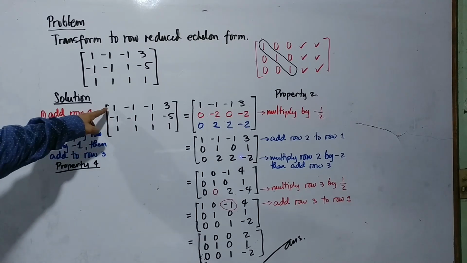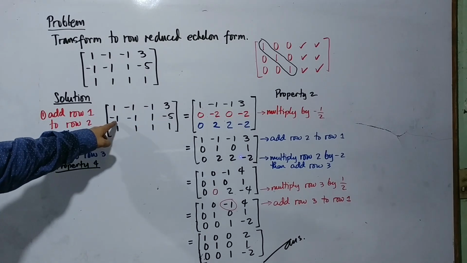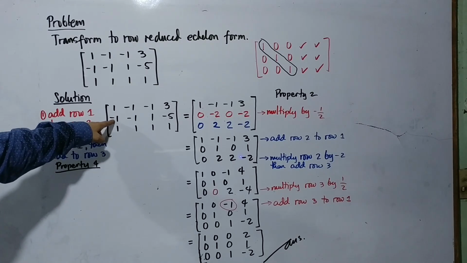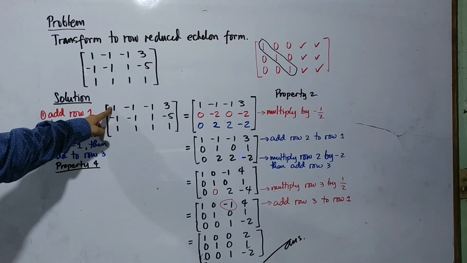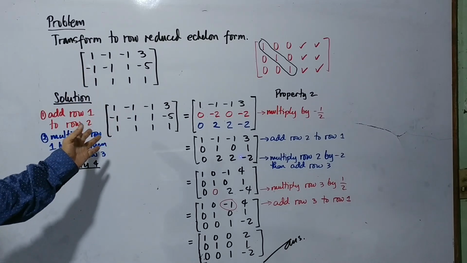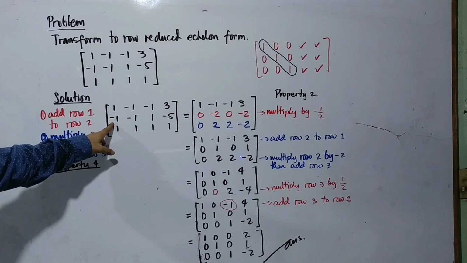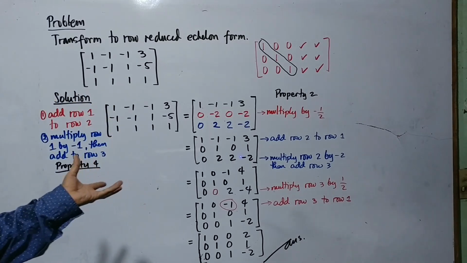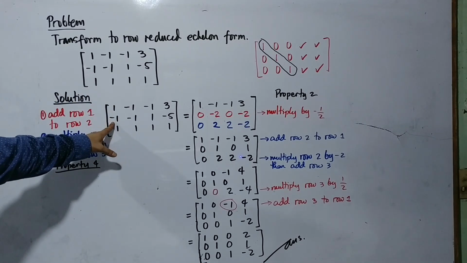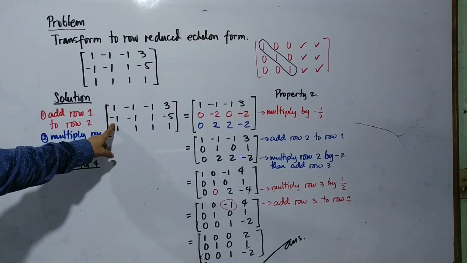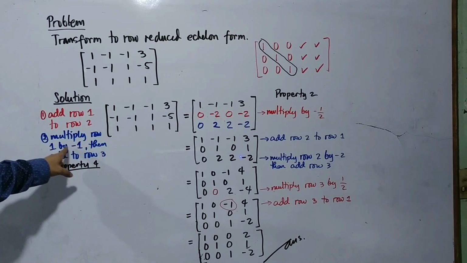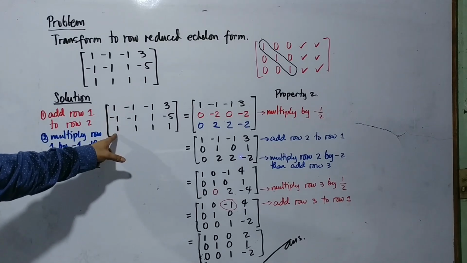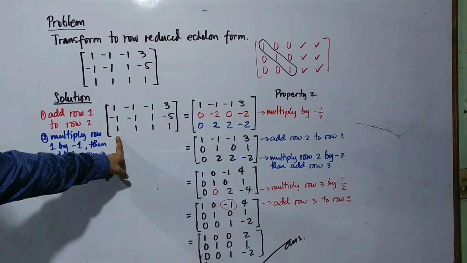First, just copy the first row. Then you have to make the second row be 0. Remember guys that your leading entry here is 1, so wala ka ng problema. But here, your leading entry here is negative 1. To make it 0, just add row 1 to row 2. And here, to make this 0 also, just multiply row 1 by negative 1, then add row 3. So let's start.